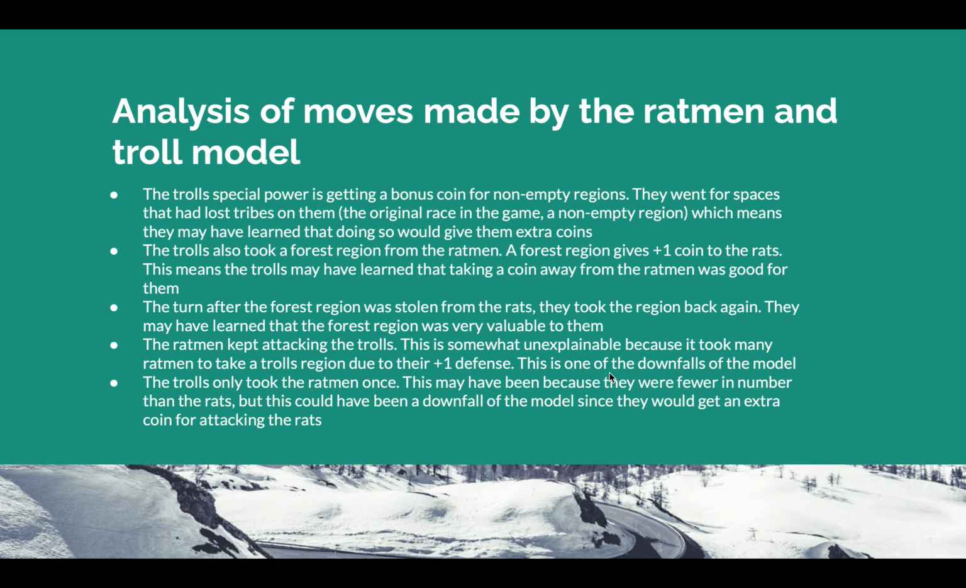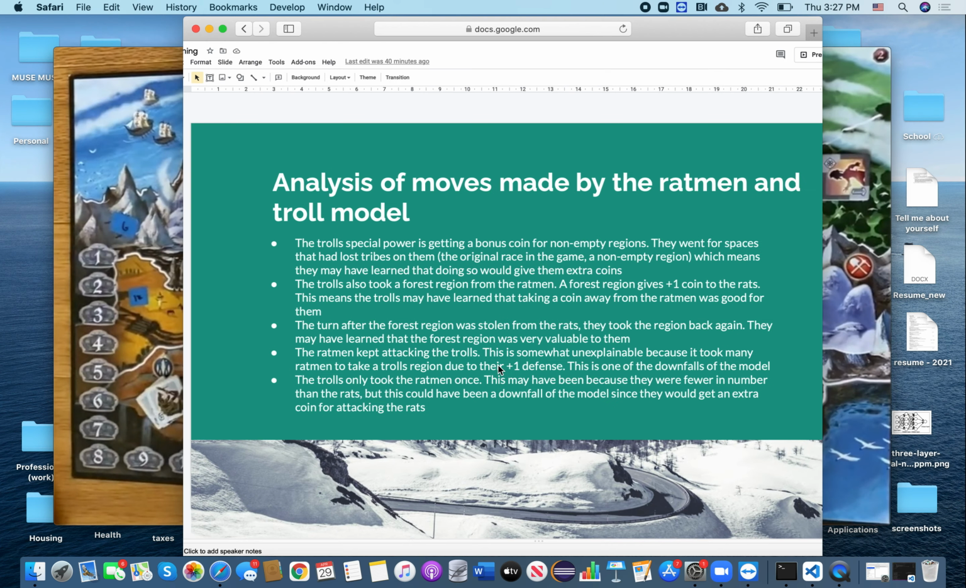And another thing is the trolls only took the Ratmen once, even though their power was to take non-empty regions. They did get a lot of non-empty region bonuses from taking the Lost Tribes, but they did not do this much with the Ratmen. This also could have been a downfall of the model.